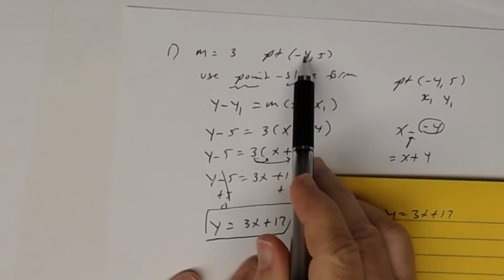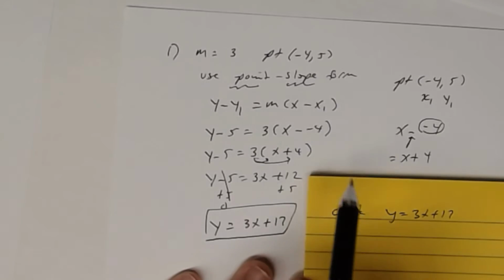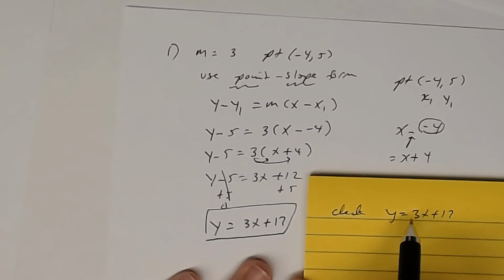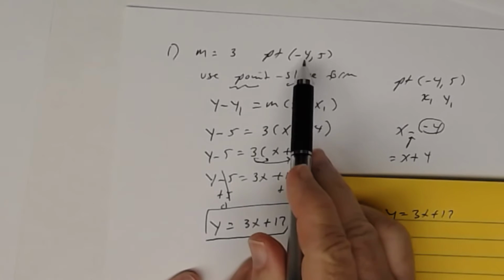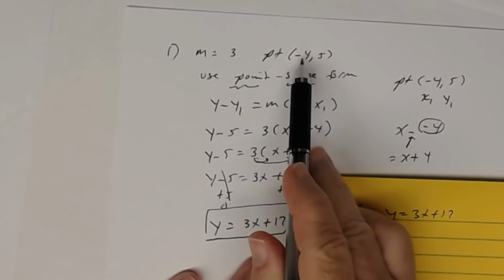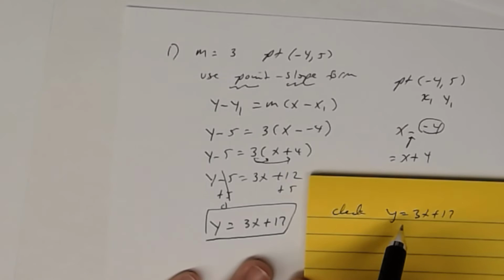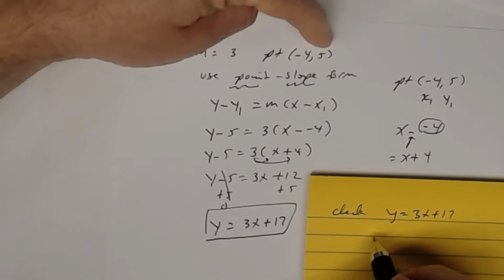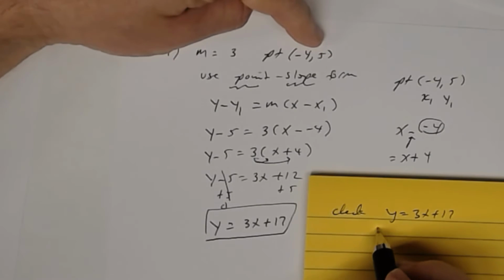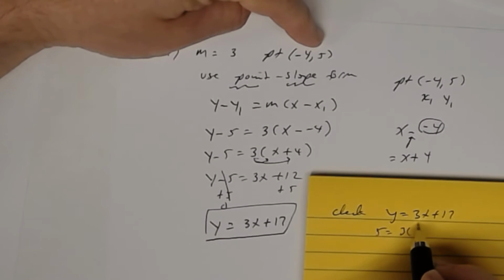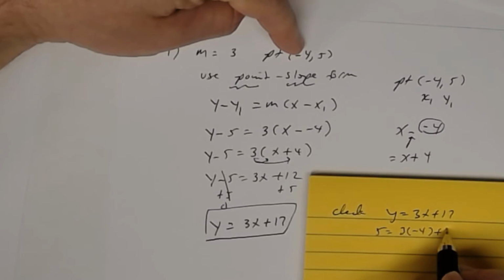You're going to substitute negative 4 for x and 5 for y, because this is the equation of that line. So the equation of that line must contain that point, right? So if I substitute these values of x and y into this equation, the left side better equal the right side. So let's go ahead and do that. So I get y is 5 equal 3 times x, which is negative 4, plus 17.